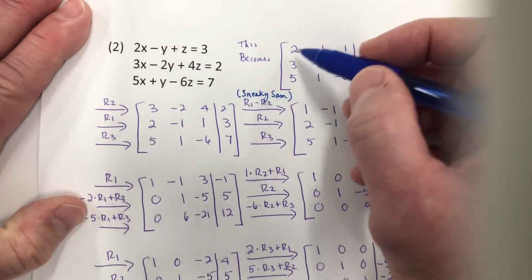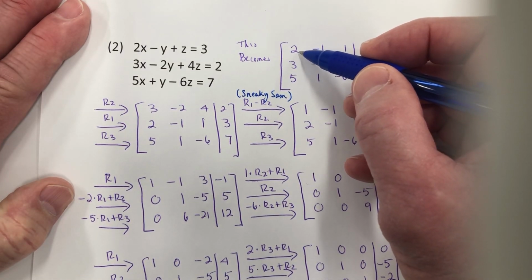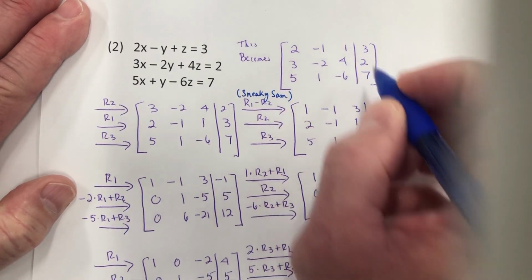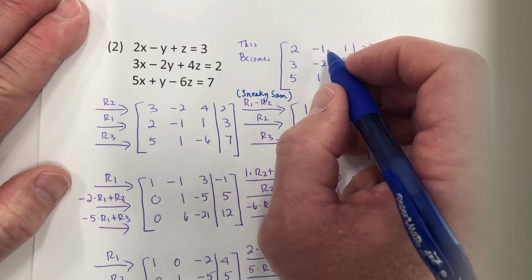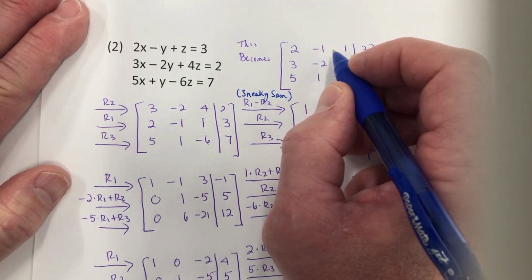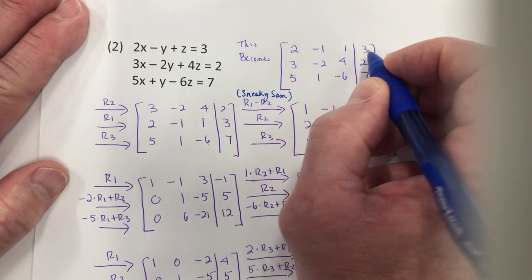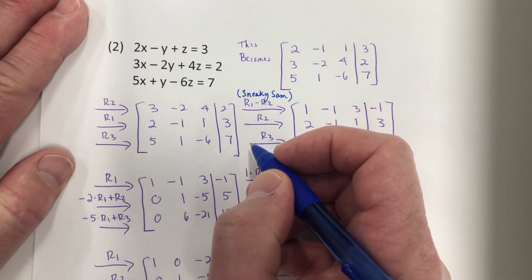Now we want to turn the number in the top left-hand corner, first row, first column, into a 1. We could accomplish that by dividing the entire row through by 2, but that would introduce fractions because negative 1 divided by 2 is negative 1/2, and 1 divided by 2 is 1/2, and 3 divided by 2 is 3/2. And so we can get around that by using the sneaky Sam approach.